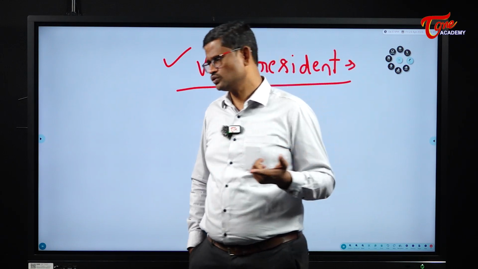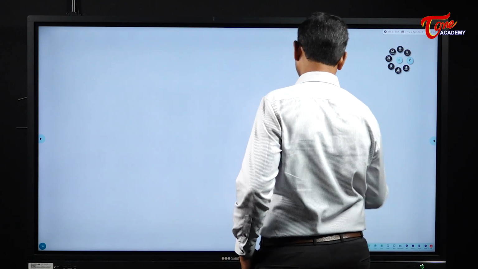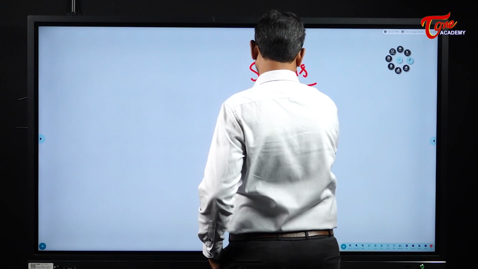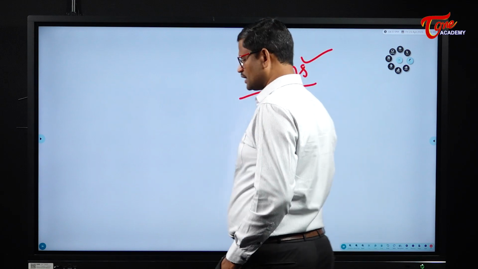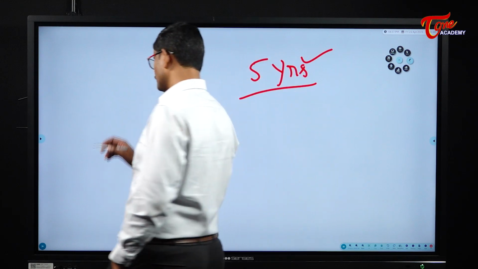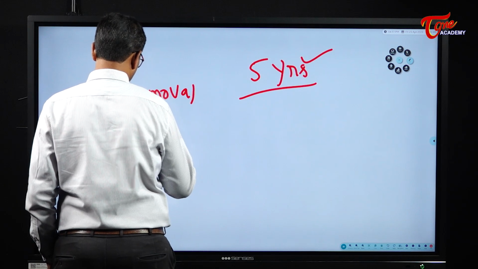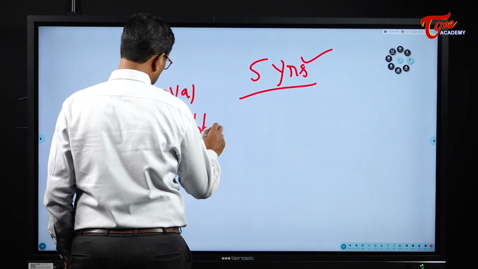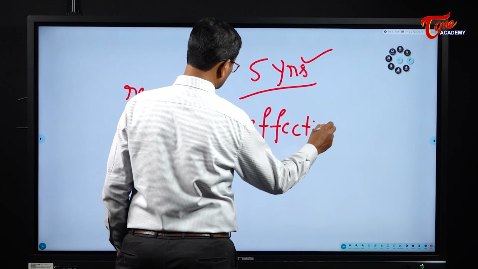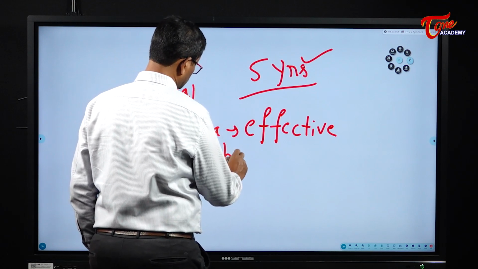Then when it comes to the office of the Vice President, the Vice President will have a tenure of 5 years and he can get elected to the office any number of times. But when it comes to the removal of the Vice President, in Rajya Sabha we use effective majority. In Lok Sabha, he is removed by simple majority.